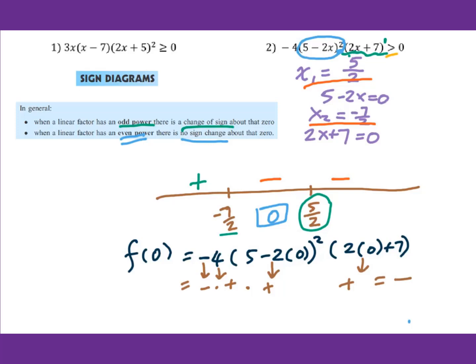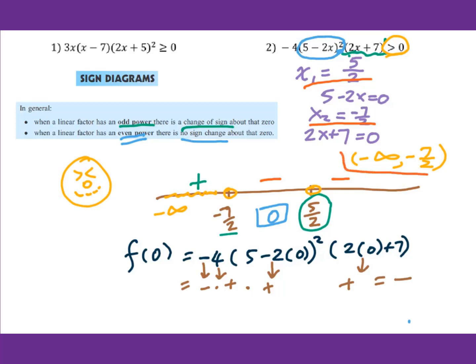We are looking for greater than 0, no equal sign, according to this happy face. We know this is an open circle. Greater than 0 means this interval. Therefore, the solution will be from negative infinity to negative 7 over 2, open parenthesis. This will be the solution to this inequality.